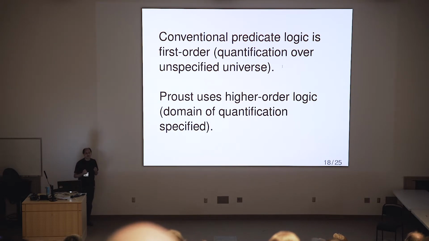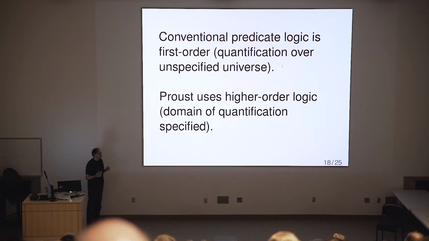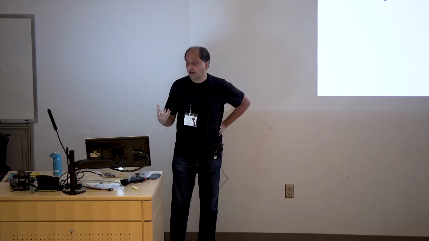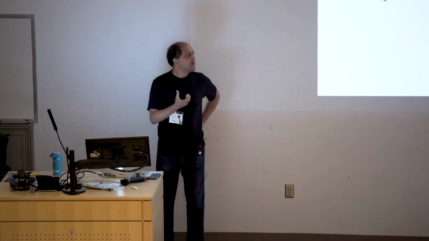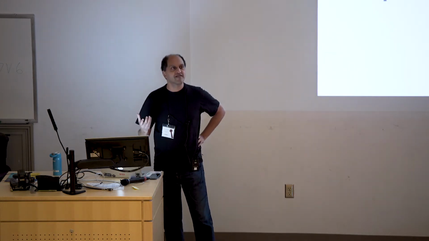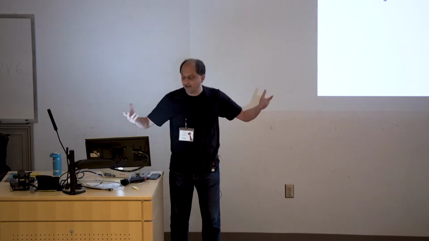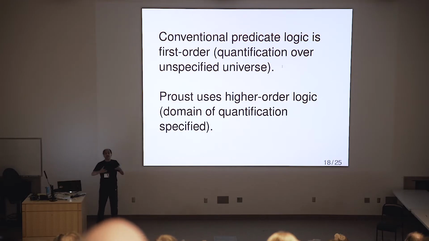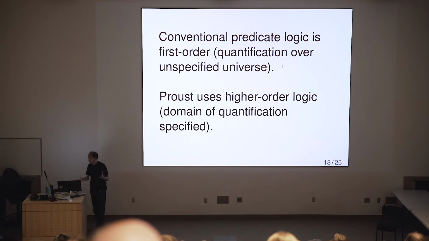Proust, on the other hand, uses higher-order logic, which is what we do in informal proofs. We don't say for all x, I'm not telling you what x is. We say for all natural numbers n, or for all strings s. We specify the domain of quantification. And higher order because we want to be able to do things like quantify over all functions. That's what calculus does. Quantify over relations. Quantify over types. That gives us polymorphism, which is very useful.